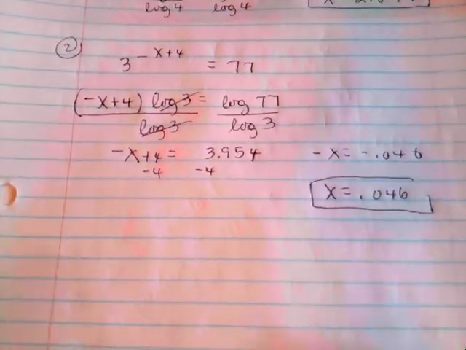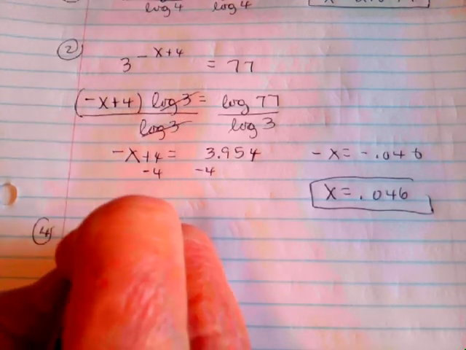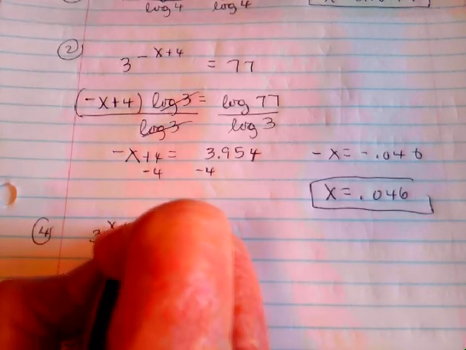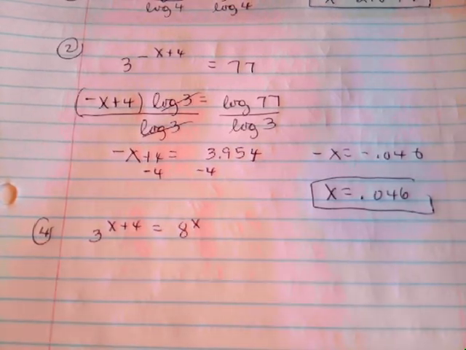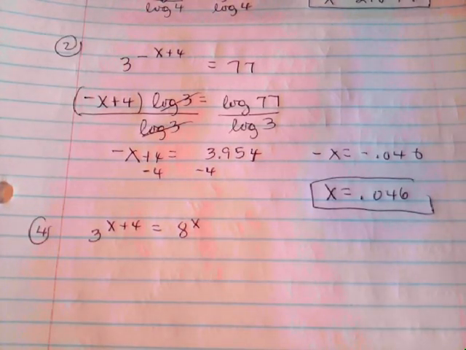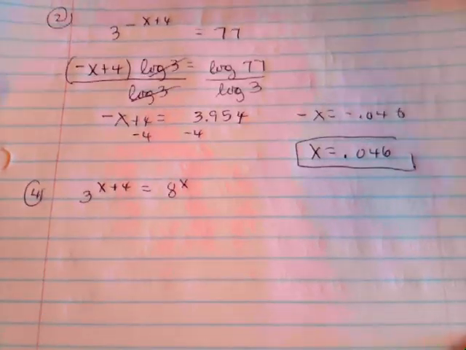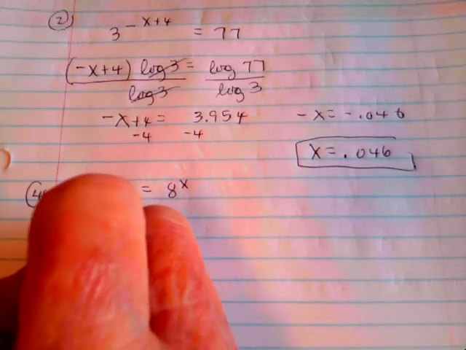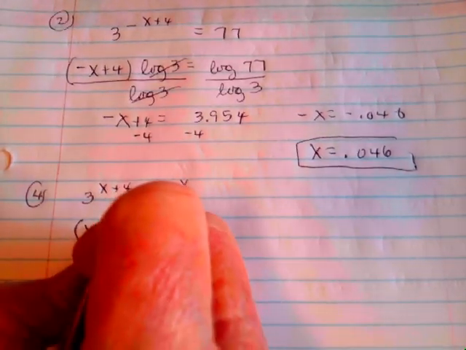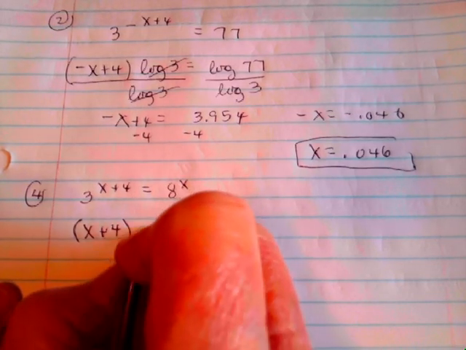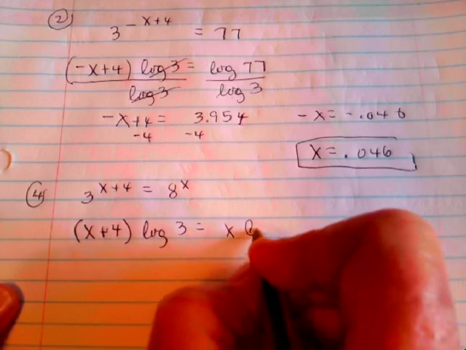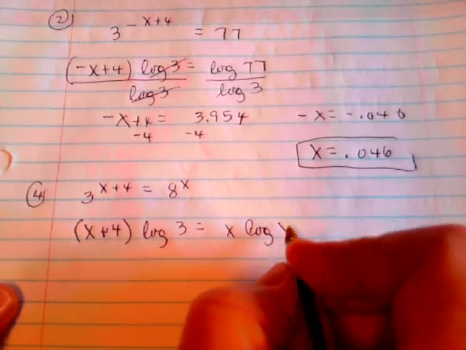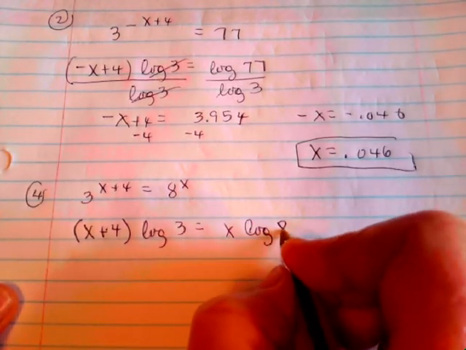Number 4. 3 to the x plus 4 equals 8 to the x. Now we have a variable in each exponent. We're going to bring those exponents around in front. x plus 4 log of 3 equals x log of 8. We've got to do a little more work on this one though.